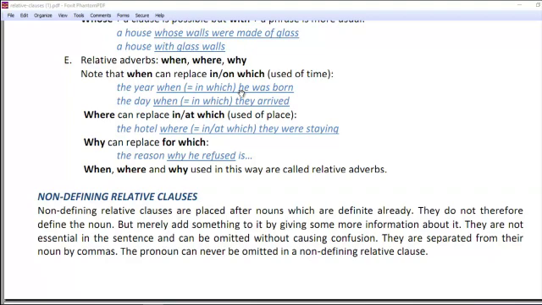And you have non-defining relative clause. We are going to explain it later. And we have an exercise, you have to answer it, okay?